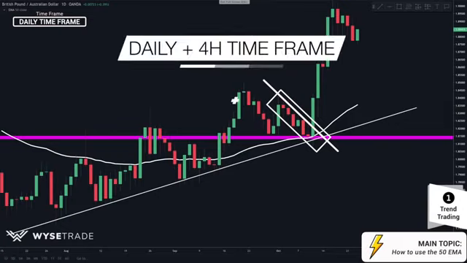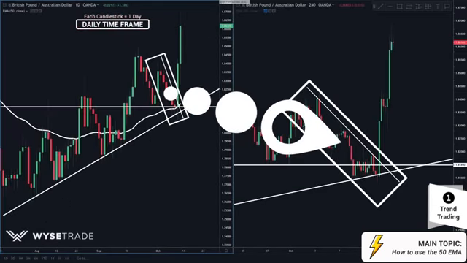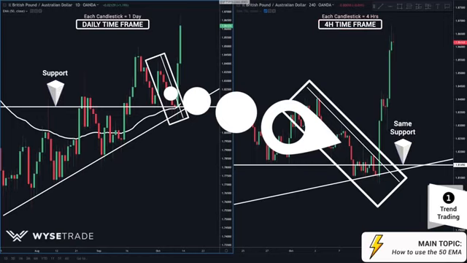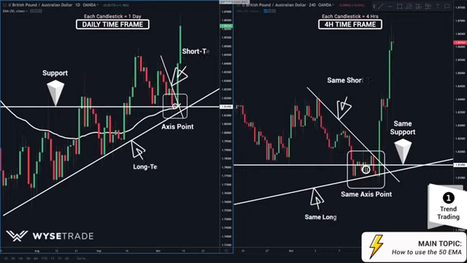So let's put the 4-hour time frame beside the daily time frame. So here on the left is your daily time frame, and here on the right is your 4-hour time frame. Here's the daily support level. Here's the same support level. Here's the daily trend line. Here's the same trend line. Here's the short-term trend line. Here's the same short-term trend line. Here's the access point. Here's the same access point.